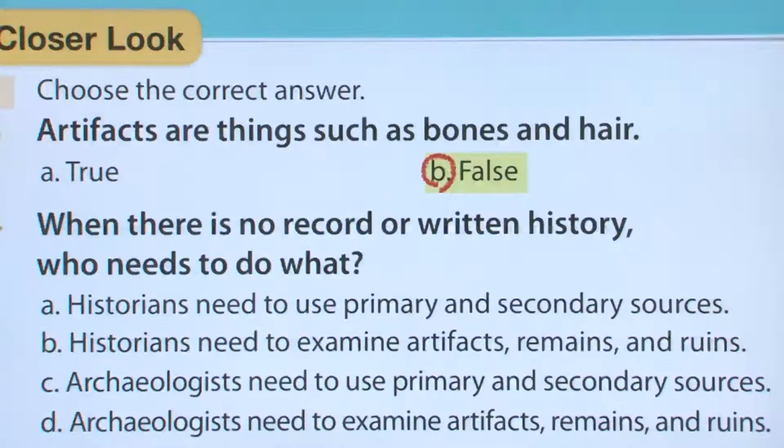The answer here is D, archaeologists need to examine artifacts, remains, and ruins. When there is no record or written history, historians need to rely on archaeologists to examine the artifacts, the remains, the ruins, the actual physical remains of the ancient past, because there is no more written history that historians rely on.